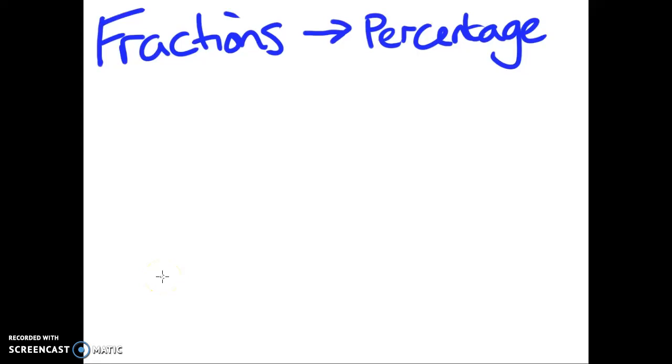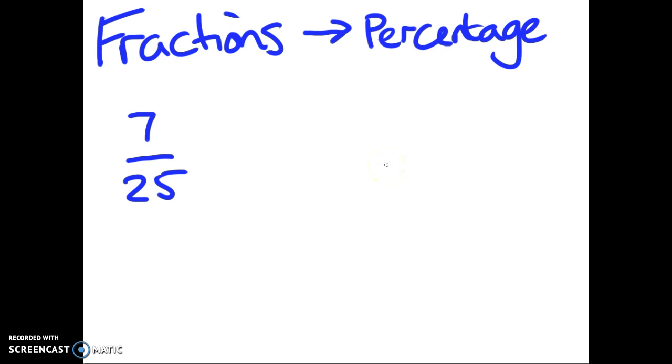Okay, this week we are looking at converting between fractions, percentages and decimals. So to start off with, we're going to look at turning from fractions into a percentage. So let's say I started off with a fraction like 7/25, and I want to turn that into a percentage.